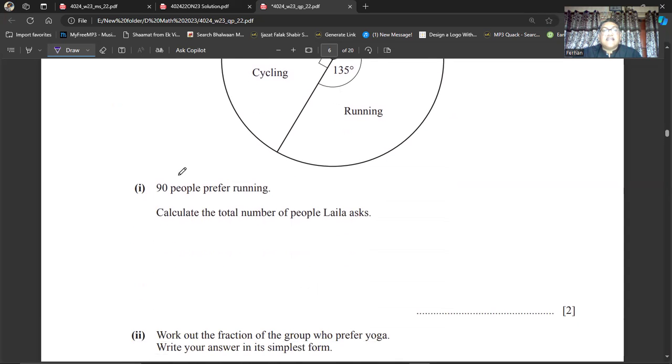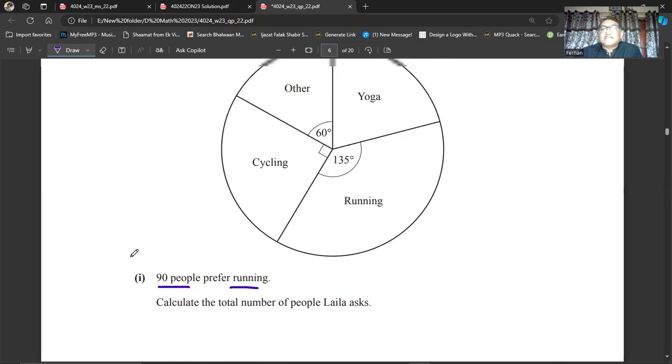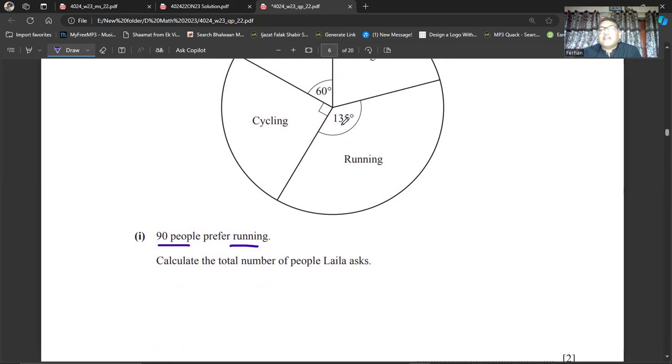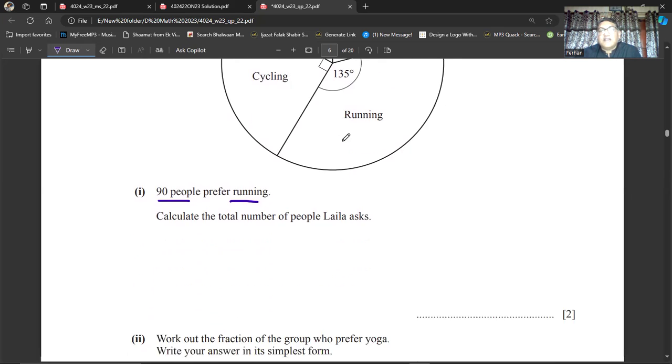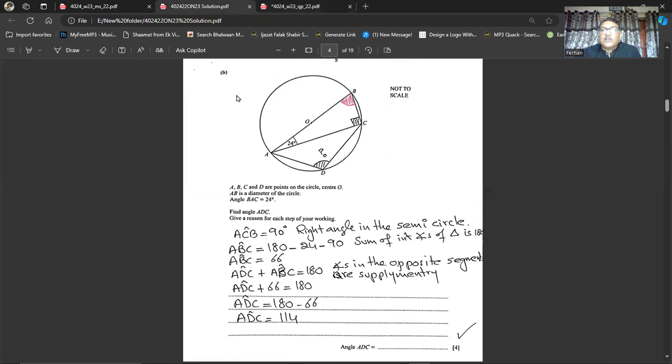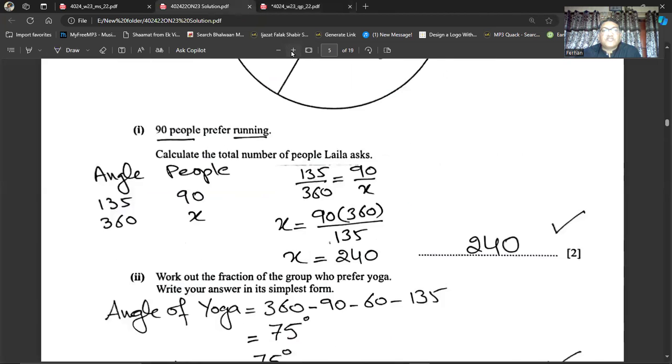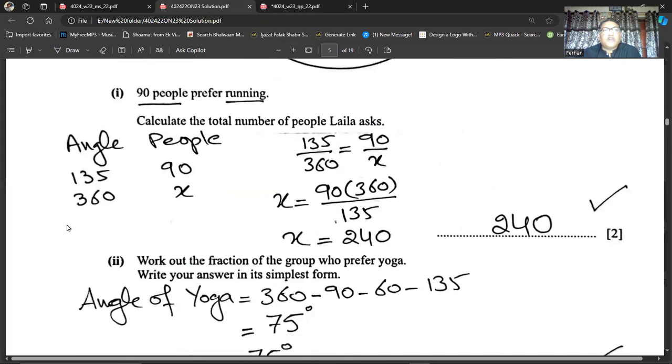He says 90 people prefer running. So the number of exact people are given. 90 people prefer running. Calculate the total number of the people Laila asks. So the total people are represented here with an angle of 360 degrees. The running is represented with 135 degrees. So I'm going to use the method of proportionality, and by the use of the method of proportion, I will show you how this is solved.